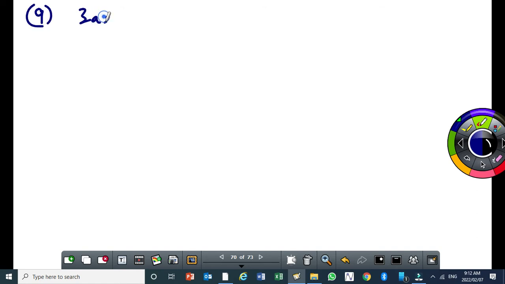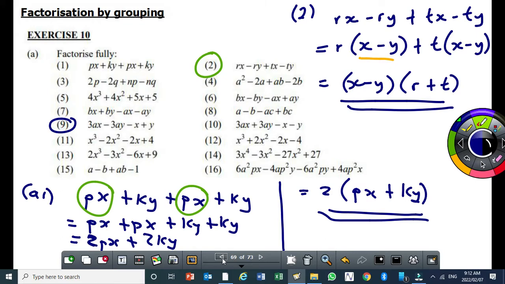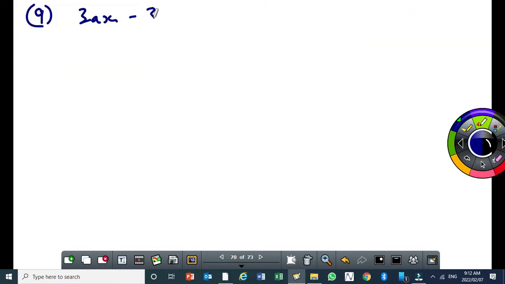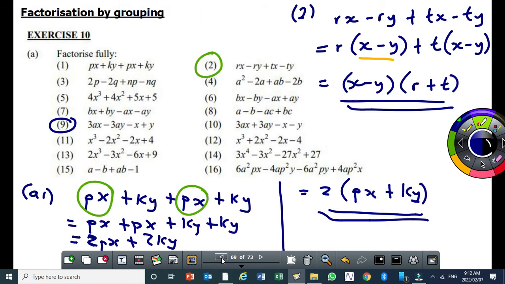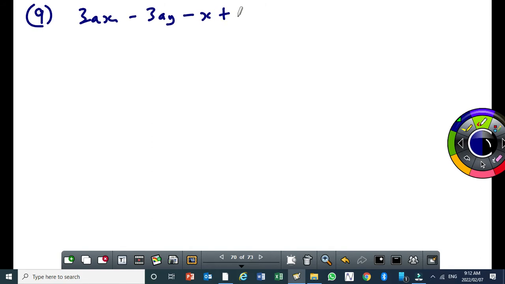So it's 3ax minus 3ay minus x plus y. Right? Okay. Now, first, analyze the expression you are given.